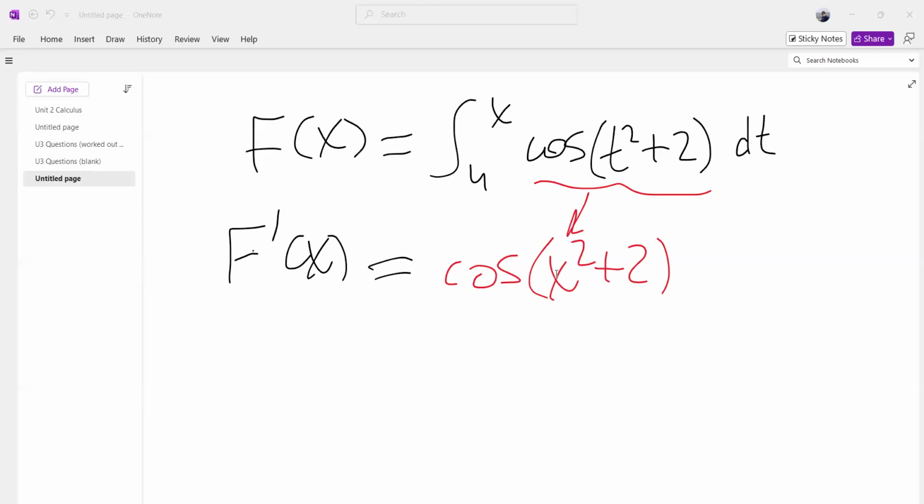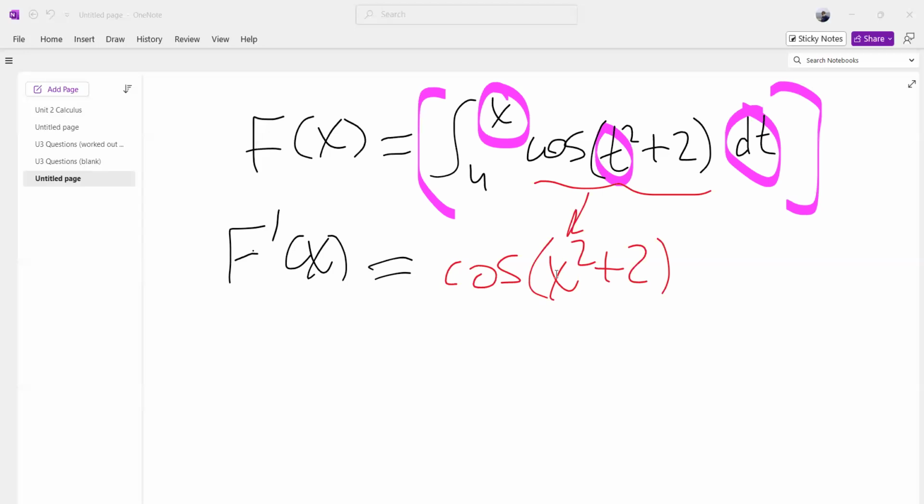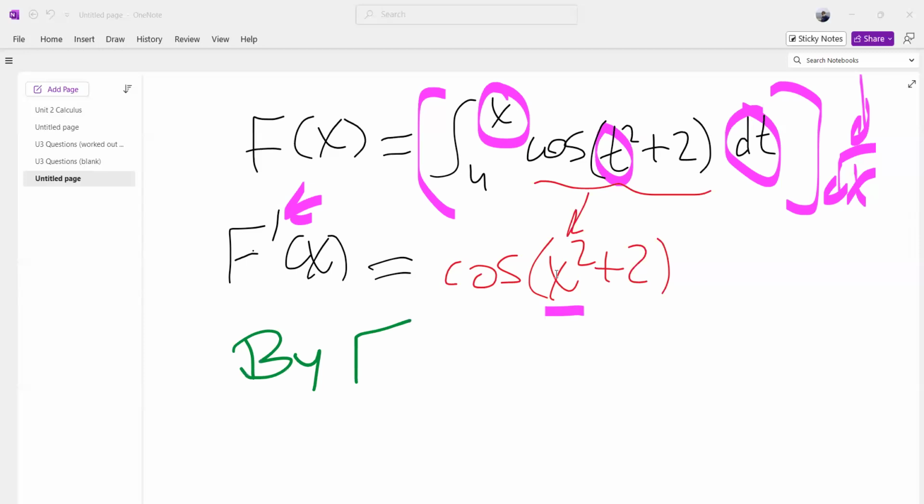We have two t's here, our dummy variable. We have that x that's by itself. And then when I took the derivative of this, since we're trying to find f prime of x, we are doing d/dx, and that matches. And I replace it with an x. Now, the thing that you have to say, like some of these theorems, is we have to say, I should have mentioned this before, but we have to say by fundamental theorem of calculus part 1, that's how we're able to say this.